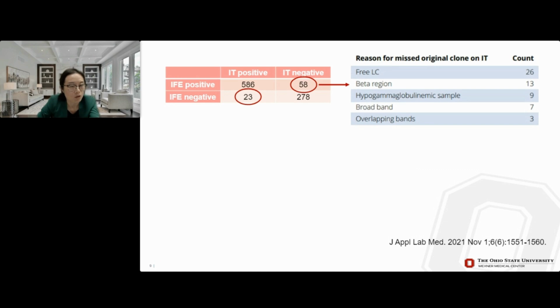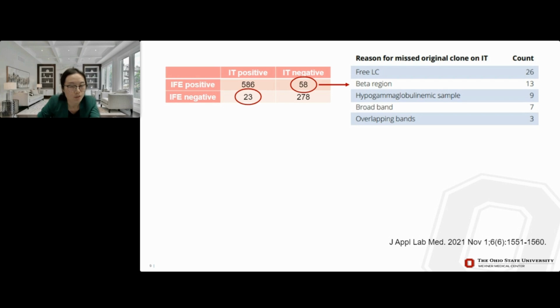Here we can see almost over half of the missed cases were because the original clone was free light chain, which is 26/58. So gel immunofixation is more sensitive to detect free light chains than capillary immunotyping. Capillary immunotyping also missed a few small beta migrating bands like IgAs and IgMs.